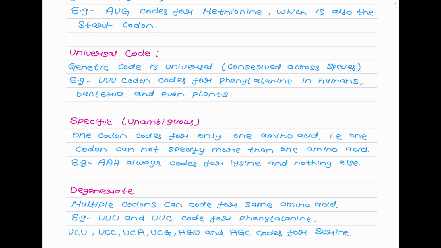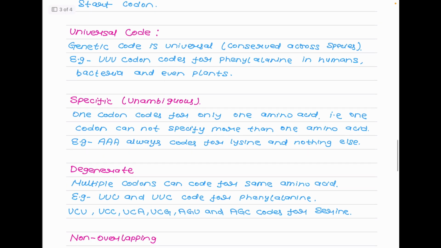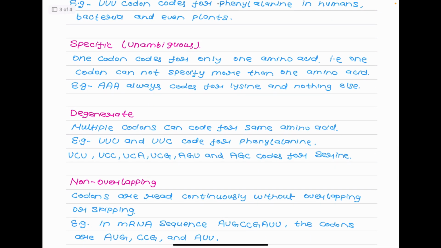The codon UUU codes for phenylalanine in humans, bacteria, and even plants. This universality is a key piece of evidence for the common evolutionary origin of life. Specificity, or unambiguous: each codon specifies only one amino acid, meaning the genetic code is unambiguous. For example, the codon AAA will always code for the amino acid lysine, and it will never code for anything else.